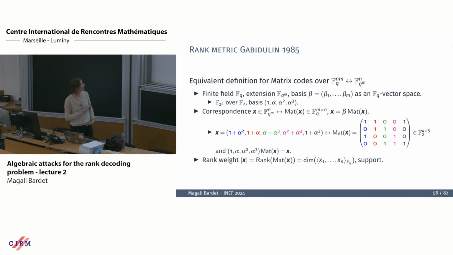And you can also define what is called the support of a vector. The coordinates of the vector belong to Fq^m, and you can look at the Fq vector space generated by these coordinates. And so this is what is called the support. In the Hamming setting, the support is the position of non-zero coordinates. And here it is the vector space generated by the coordinates. It's also a basis of the column space in the matrix setting. So here I have a support.